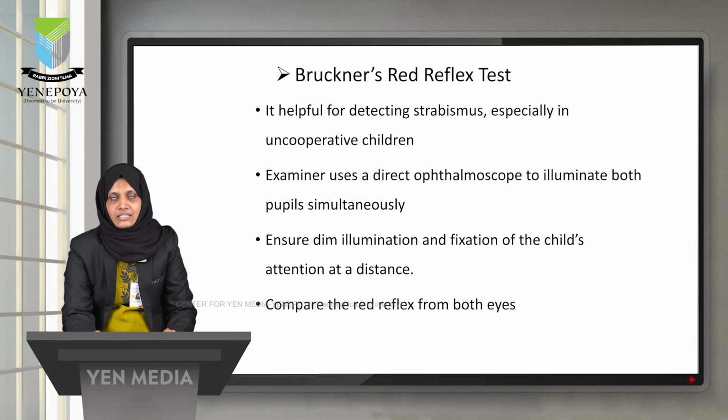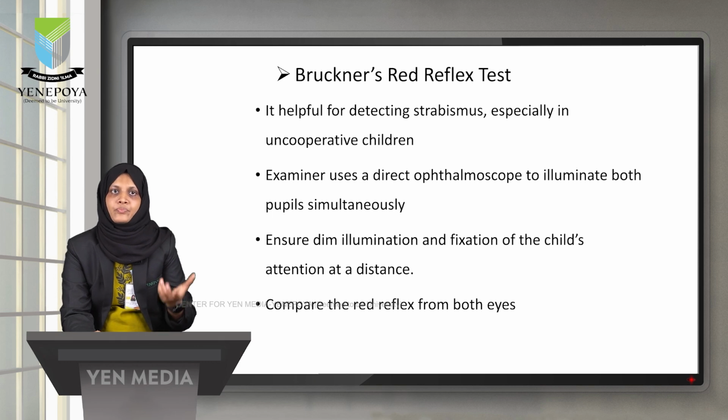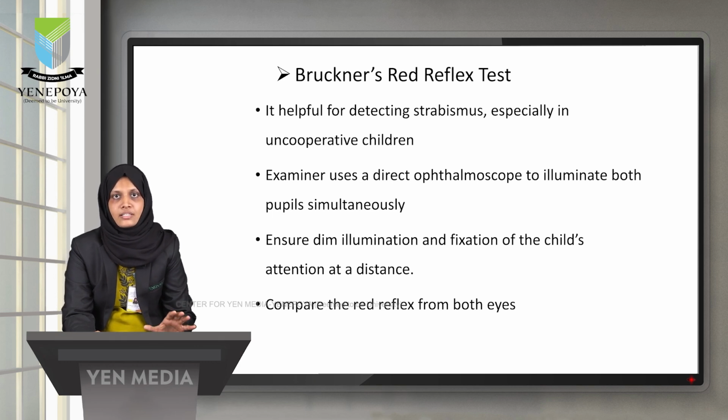Next, moving to the Bruckner's red reflex test. In this test, we use an ophthalmoscope and ensure that the procedure is done in a dimly lit room. It helps in detecting strabismus, especially in uncooperative children. In this test, we compare the red reflex from both eyes. If the reflex is the same in both eyes, it means the baby is normal. If an asymmetrical reflex occurs, it means there is some problem or abnormality in the baby's eye.